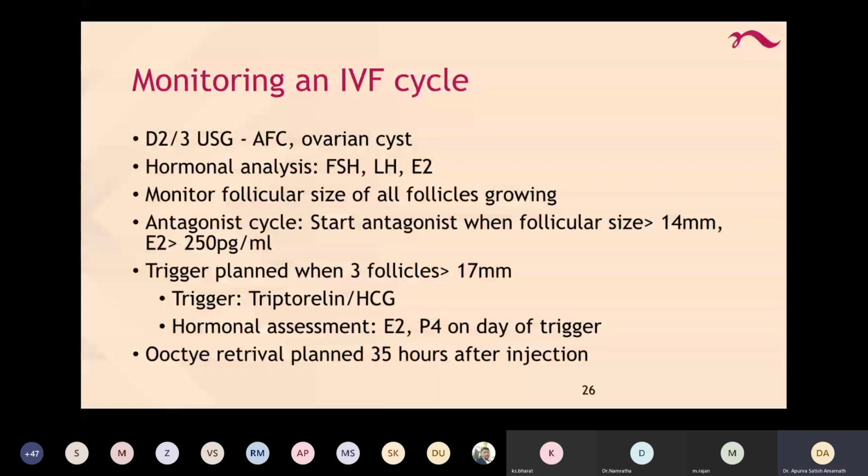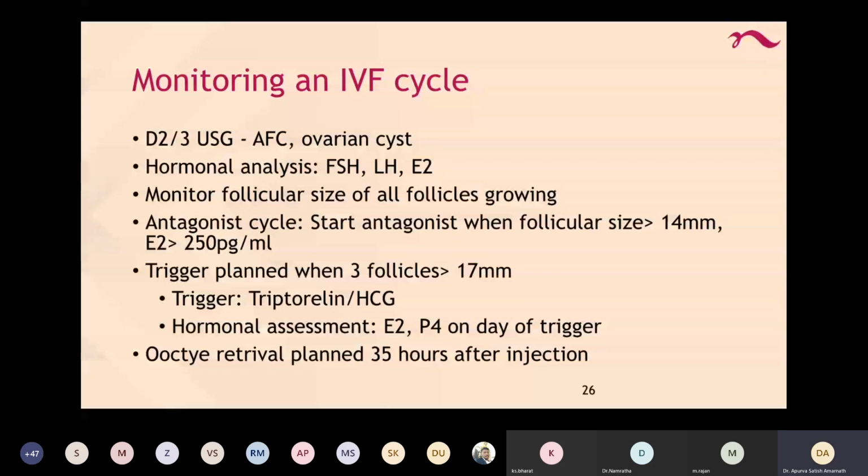The trigger is planned when more than 3 follicles are more than 17 millimeters. The trigger can be either triptorelin, that is the GnRH agonist, or HCG. This would depend on the number of follicles that are there. So a GnRH agonist is given in patients who have a high risk of ovarian hyperstimulation, and HCG is given in our normal and poor responders.